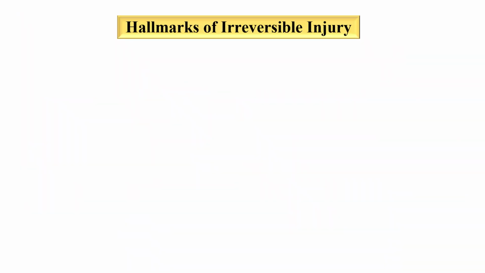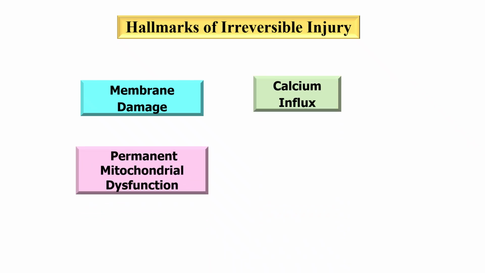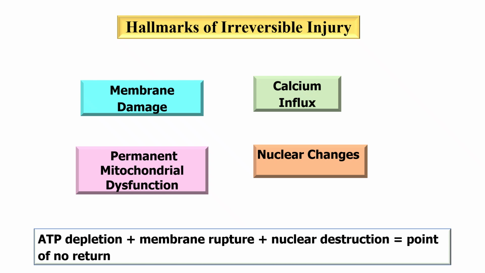What are the various hallmarks of irreversible cell injury? They are membrane damage, calcium influx, permanent mitochondrial dysfunction, and nuclear changes. We'll learn about irreversible cell injury changes under these headings. When there is ATP depletion associated with membrane rupture and nuclear destruction, it leads to the point of no return or irreversible cell damage. Membrane damage is the first hallmark of irreversible cell injury.